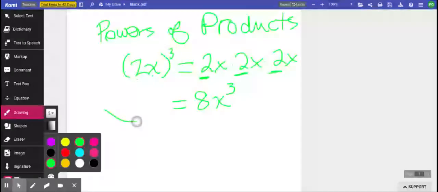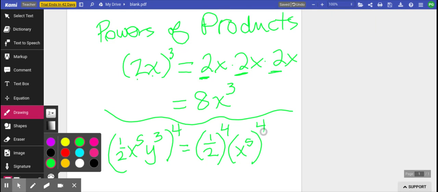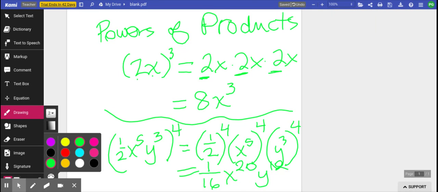So powers of products, let's say we have a half x to the 5th, y cubed, and then that whole thing is being raised to the 4th. Well, we're going to take a half times itself 4 times. Then we're going to take x to the 5th times itself 4 times, and then y cubed times itself 4 times. A half times a half times a half times a half, we would end up with 1/16 times x to the 20th times y to the 12th.